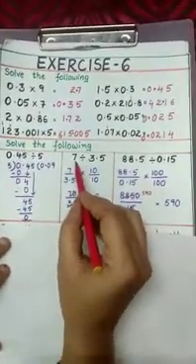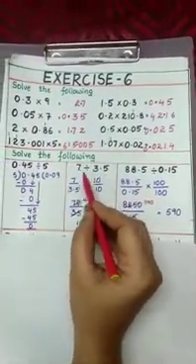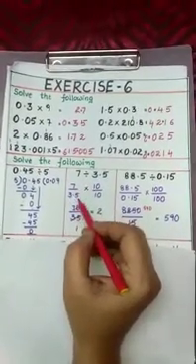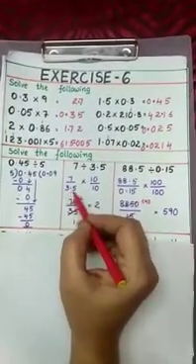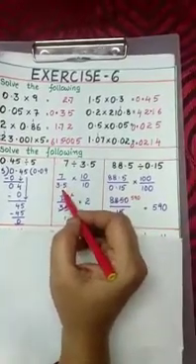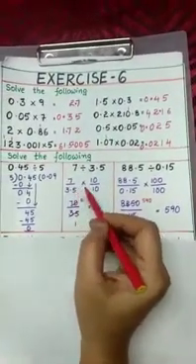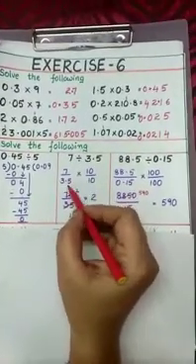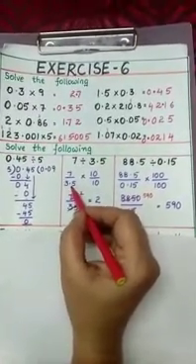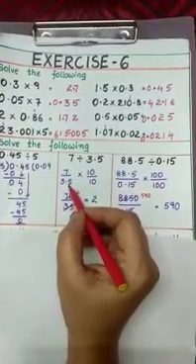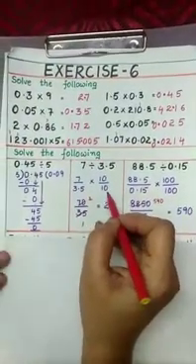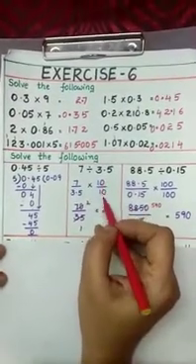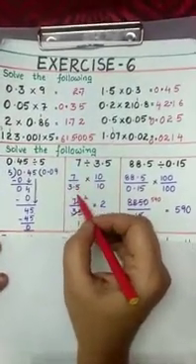Now come to the next one. 7 divided by 3.5 can be written as 7 by 3.5. It means here the divisor is a decimal number. When the divisor is a decimal number, we can't do the division. We have to eliminate the decimal first. For that, in the divisor we have only 1 place after the decimal. So to eliminate it, we multiply by 10. With the same 10, we have to multiply the numerator.